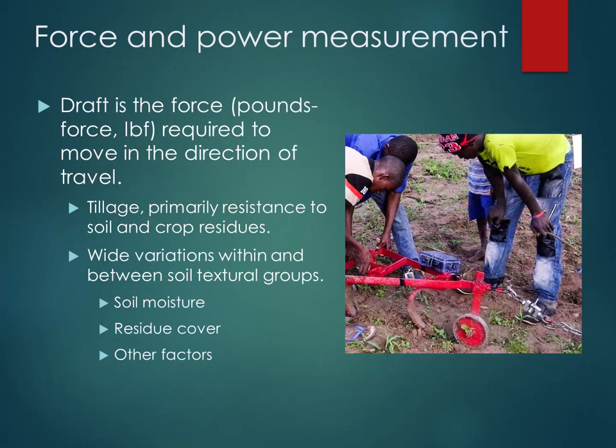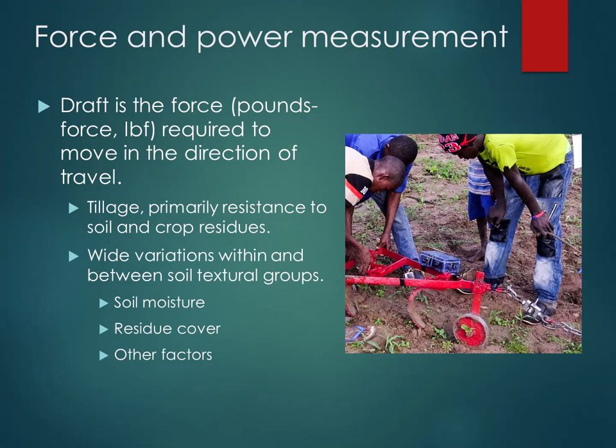Implement draft is the force, measured as pounds force, required to move an implement in the direction of travel. With a tillage implement, the draft is primarily resistance from soil and crop residues. Still, changes in soil moisture cause wide variations in soil textural groups, such as sandy loams or silty clays.